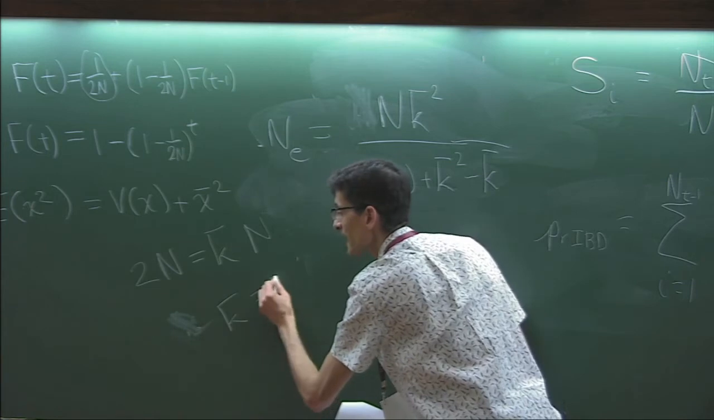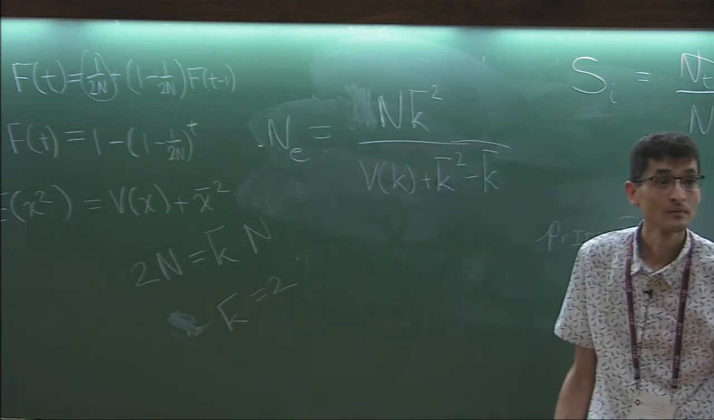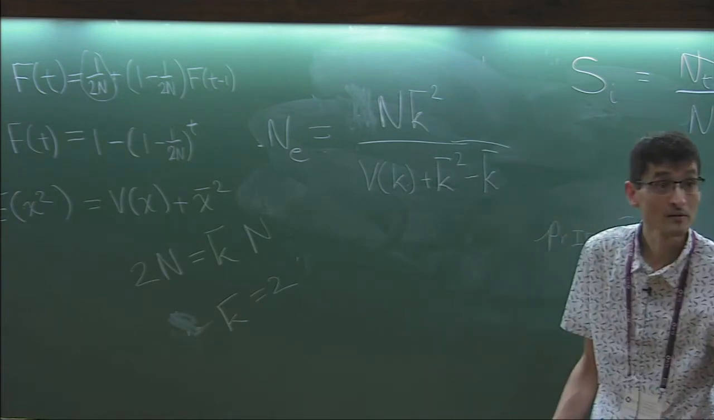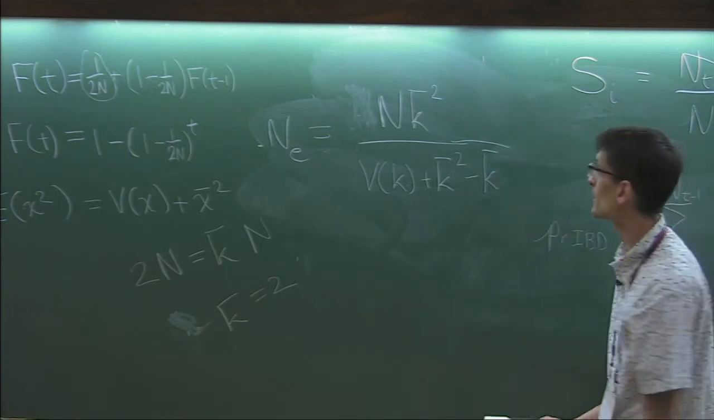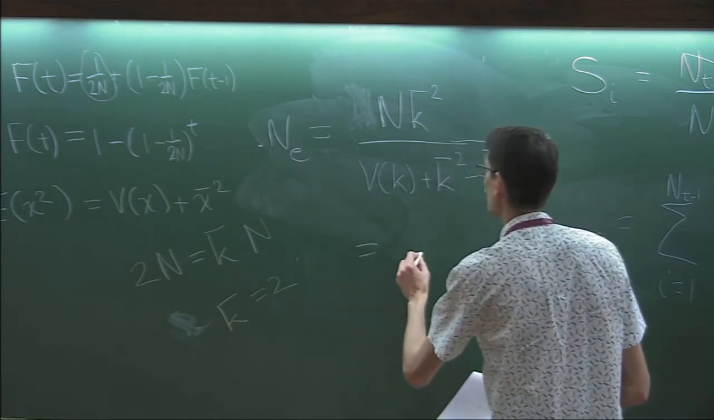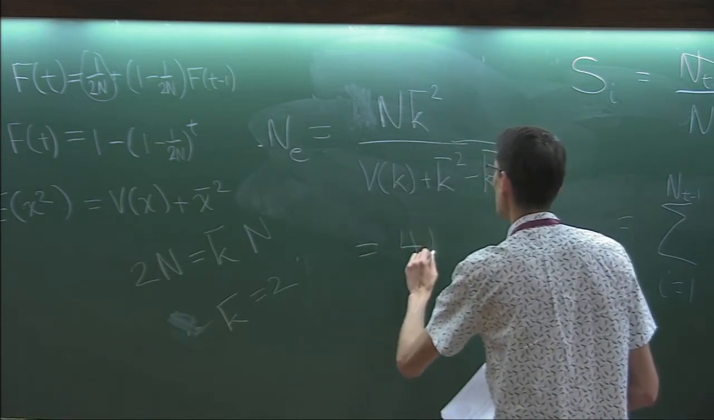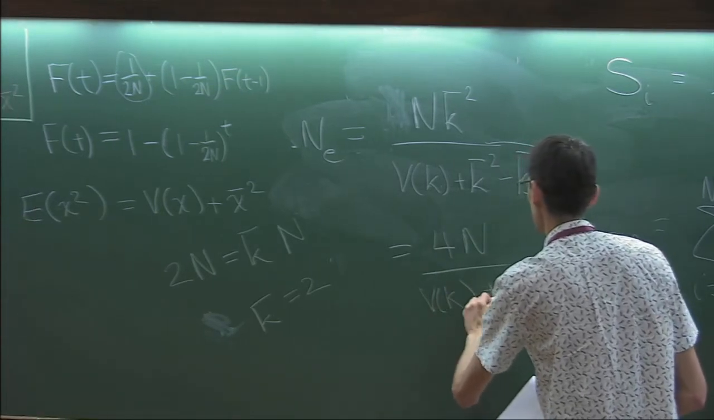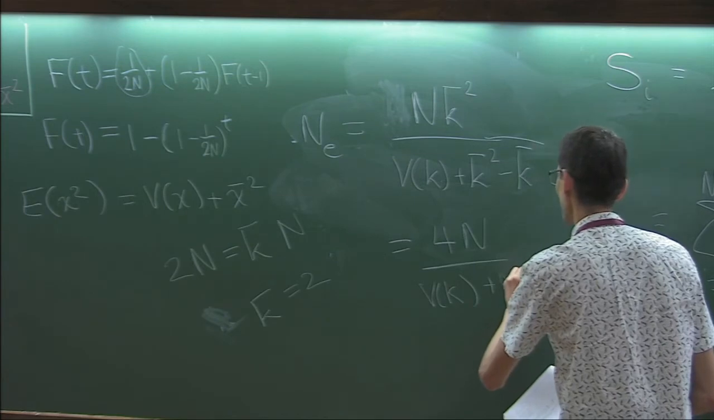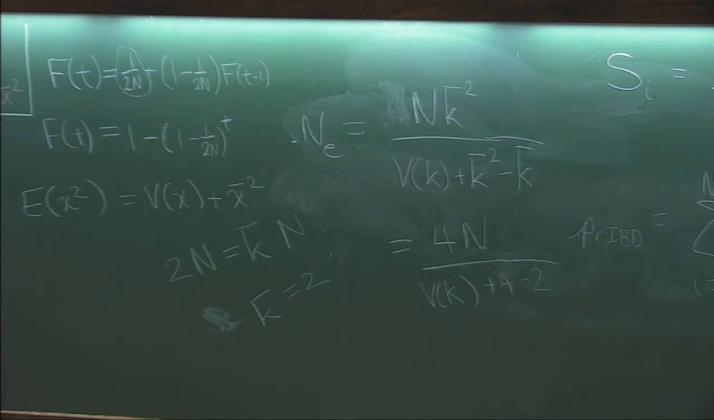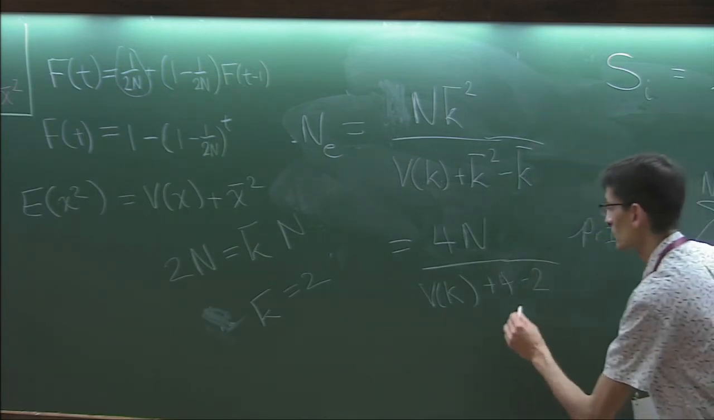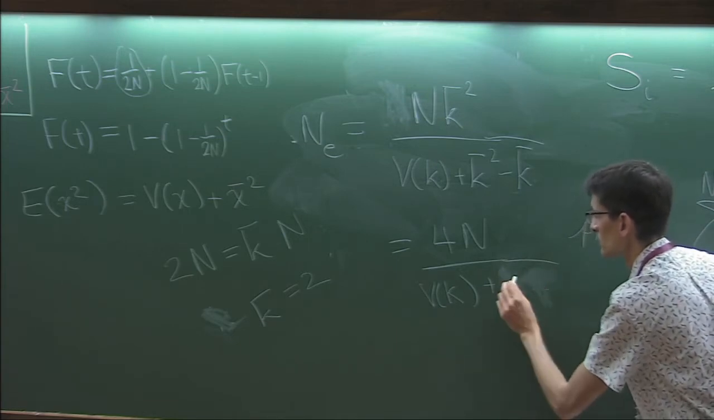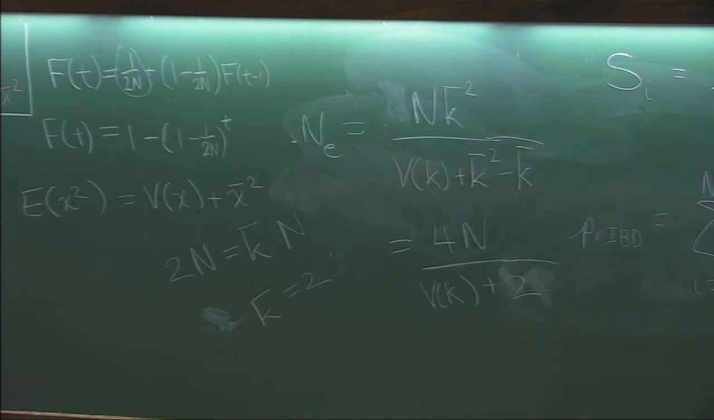But what I do want to point out is, remember, if the population size is staying constant, that means k bar has to equal 2. So k bar squared has to be 4, right? So then this becomes 4n over the variance in k plus 4 minus 2. Or I'll just leave this as plus 2. Okay?